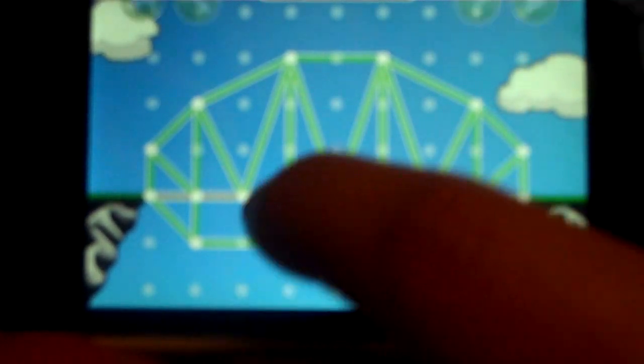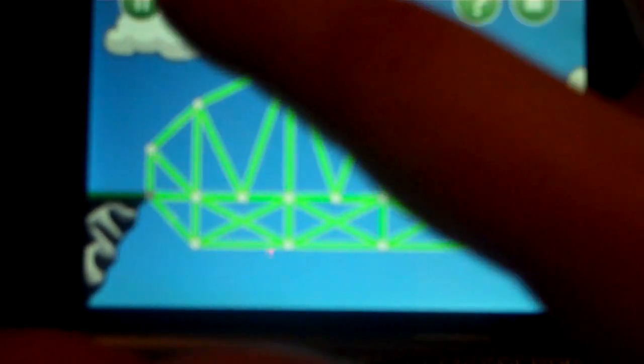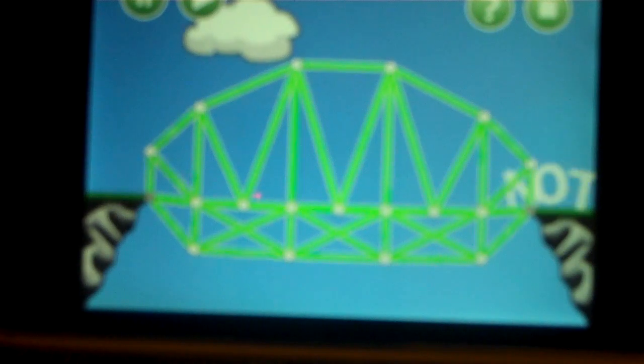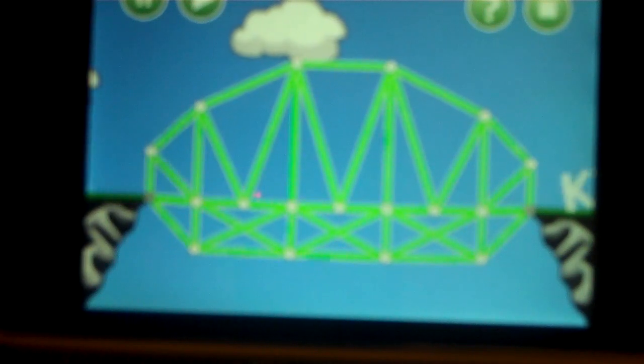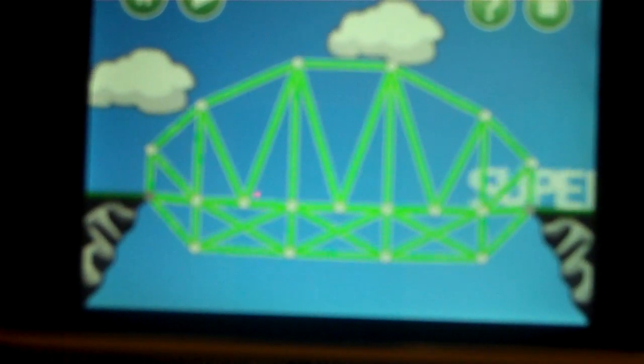You could also add a bottom piece for support. But you're still gonna have the same problem where you have the stress at this point right here. I'm guessing it's because the words are transferring all the energy right there. Alright, so it fails.